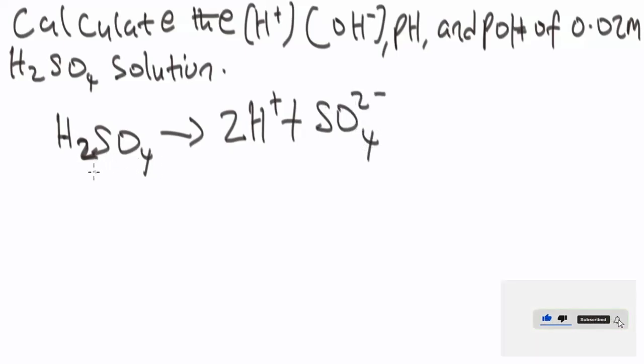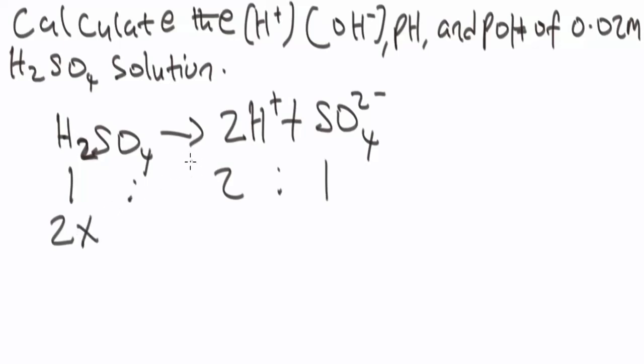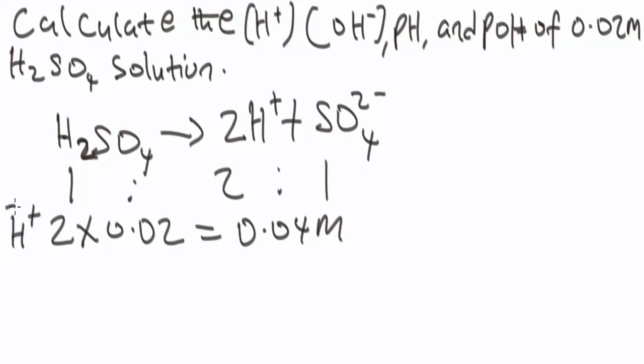That means we have a mole ratio of 1:2:1. Now to get the hydrogen ion concentration of this reaction, you multiply the mole ratio of hydrogen ion by the concentration of tetraoxosulphate(VI) acid in this solution. The concentration there is 0.02. So when you multiply it, it's going to give you 0.04 mole. So this is now our hydrogen ion concentration, 0.04 mole.